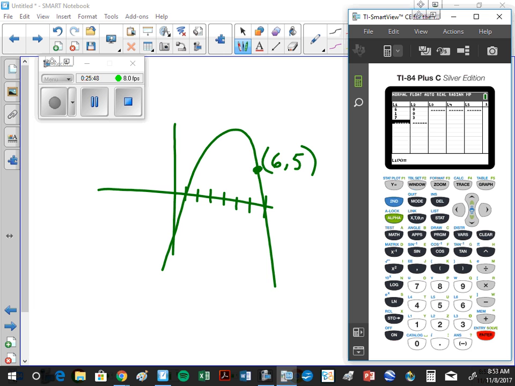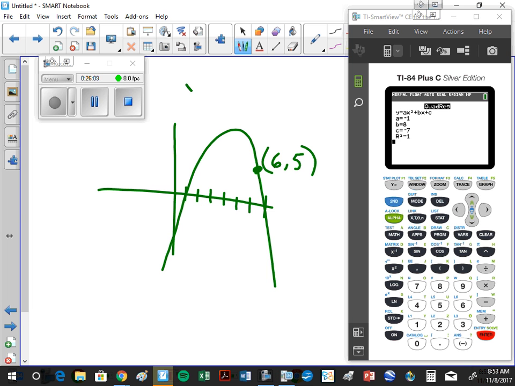What would the associated y values be? 5, 0, and 0. And then I just go back in, calc, do quadratic regression, and it spits out the equation y equals negative 1x squared plus 8x minus 7. Okay, can you handle that?